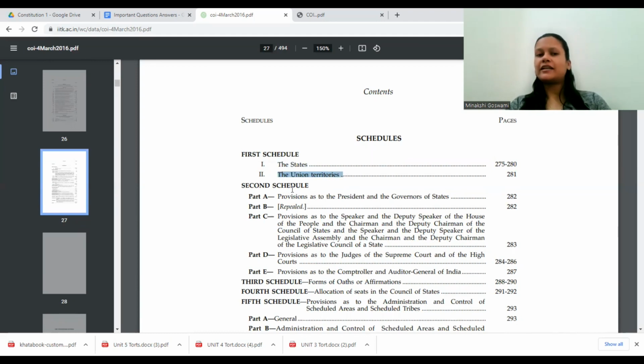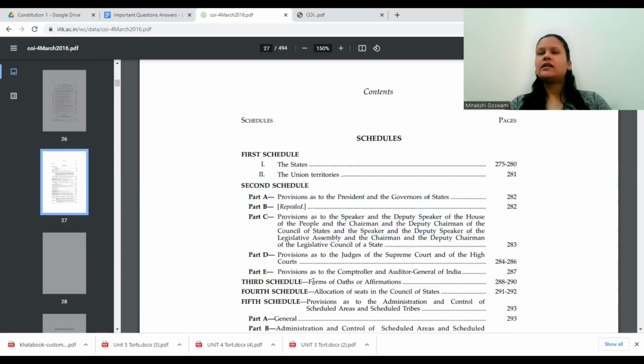In the same way, we have the Second Schedule talking about provisions relating to the President and governors of the state, provisions relating to the speaker, deputy speaker, etc. Starting from the beginning of the Constitution, what their salaries and allowances were is mentioned in the Second Schedule.